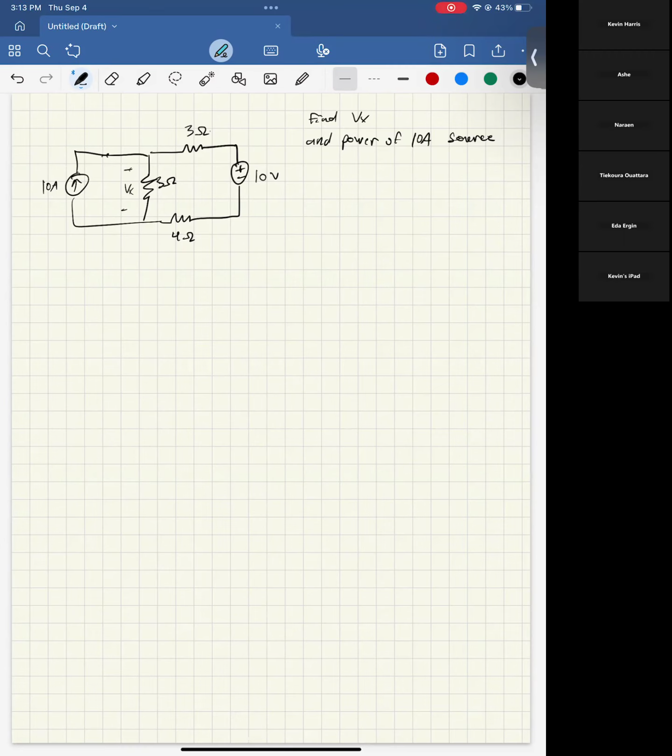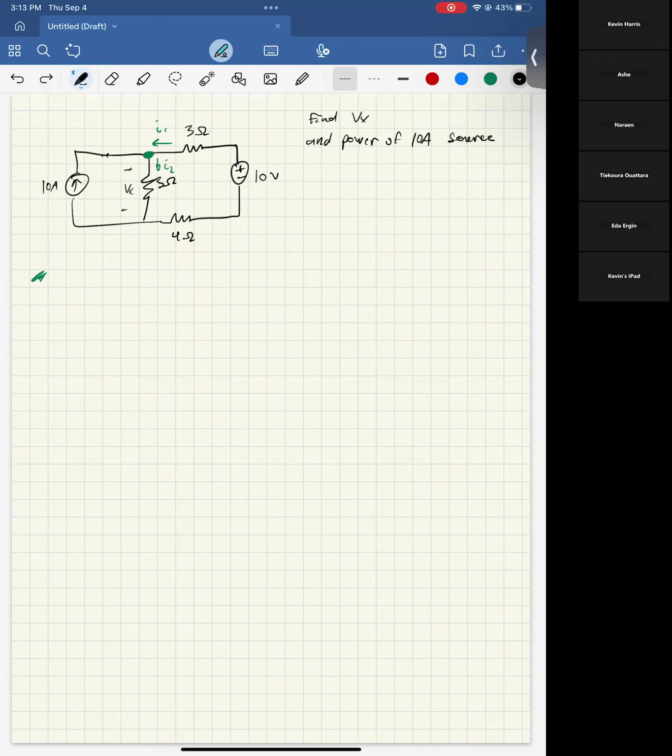I'll start with a KCL equation up here. And for that, I will define this current as, let's say, I1, and this one as I2, because both of those are still unknown. So I'll label this as green, or node 1, or whatever you want to call it. We would have, and for these arrow directions, you can guess whatever you want.